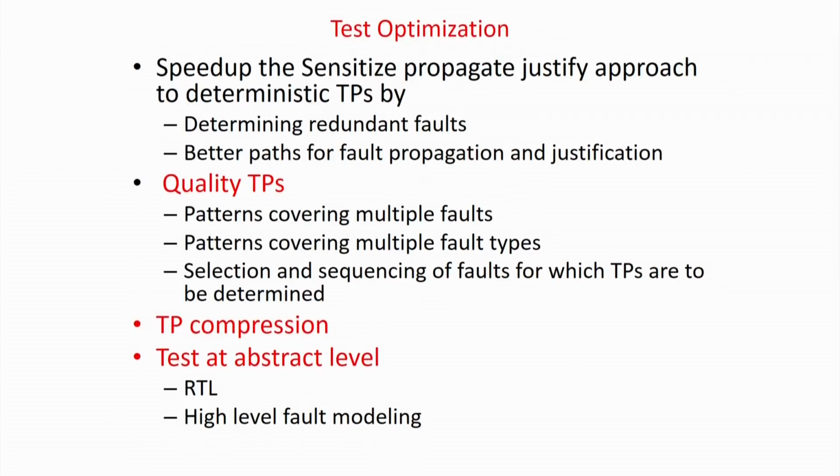Now coming to test. So what do we need in test? We require good quality test patterns, that is, multiple faults and a minimum number of test patterns, etc. And you should also be able to speed up the sensitize, propagate and justify approach. Basically the sensitize, propagate and justify approach means test pattern generation time. So you have to speed it up.